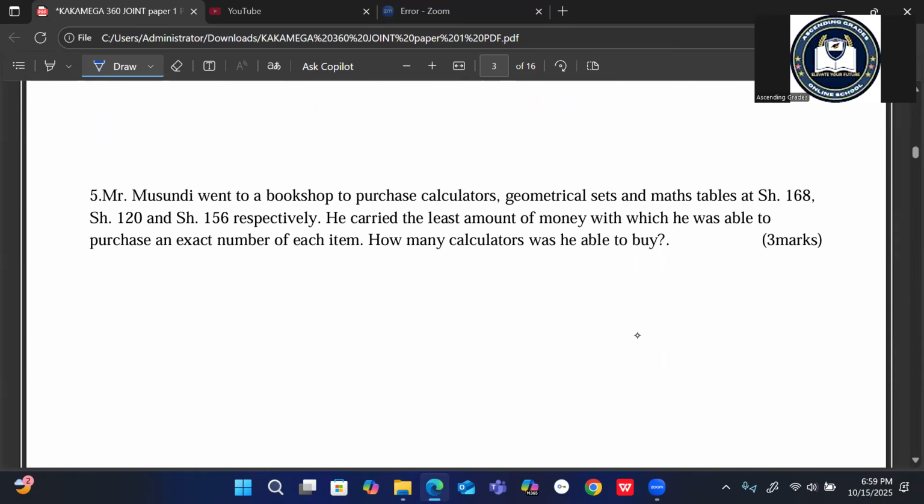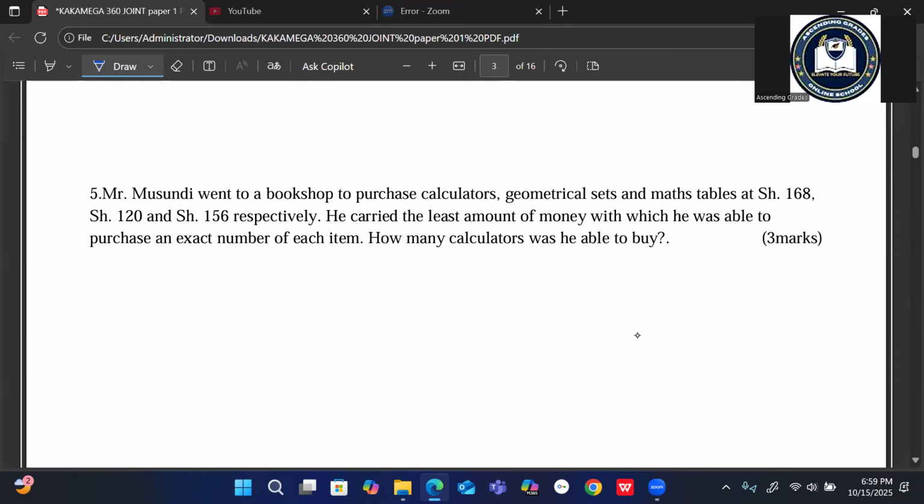Go to number 5. Mr. Masood went to a bookshop to purchase calculators, geometrical sets, and maths tables at 168 shillings, 120 shillings, and 156 shillings respectively. He carried the least amount of money with which he was able to purchase an exact number of each item. How many calculators was he able to buy?